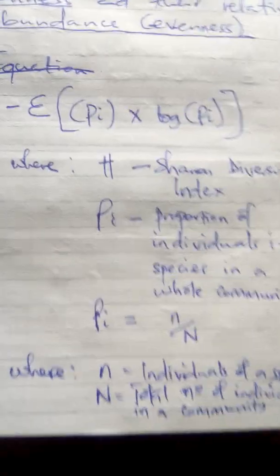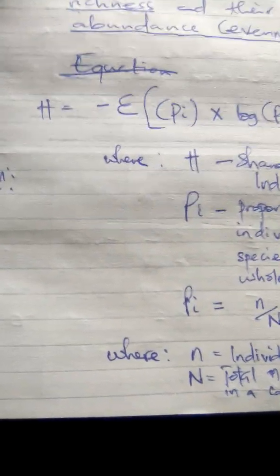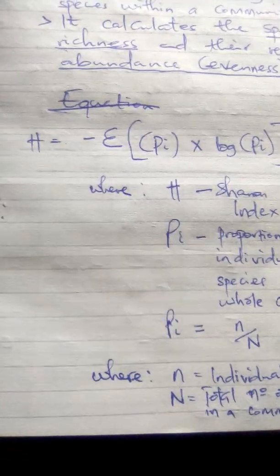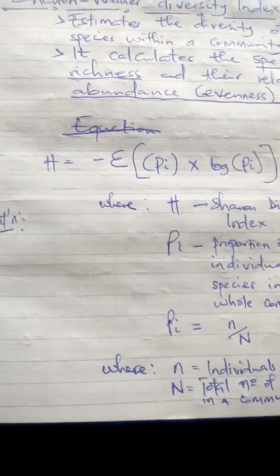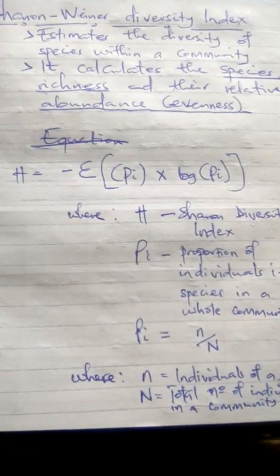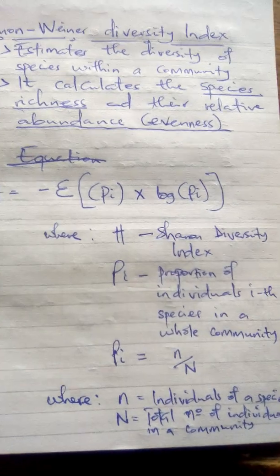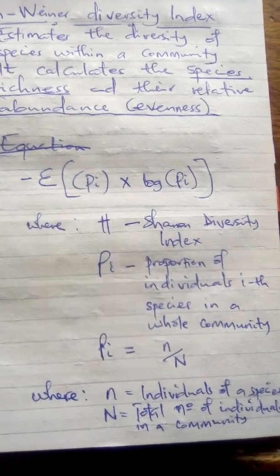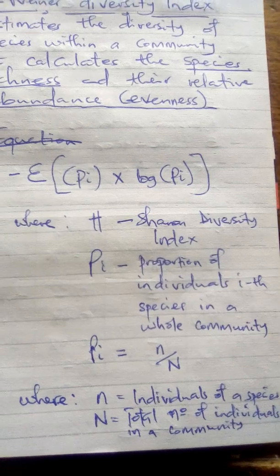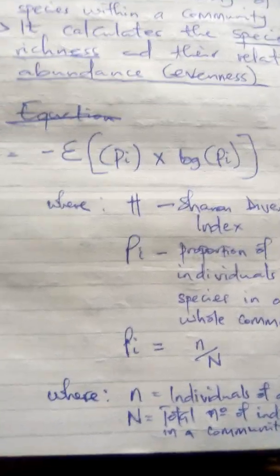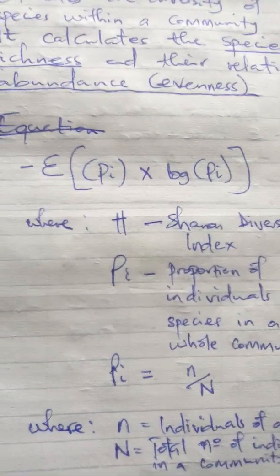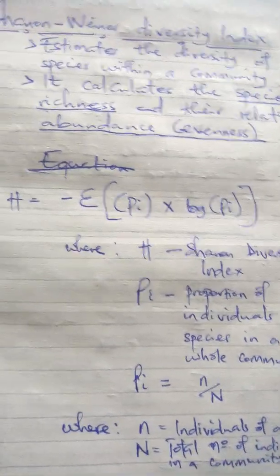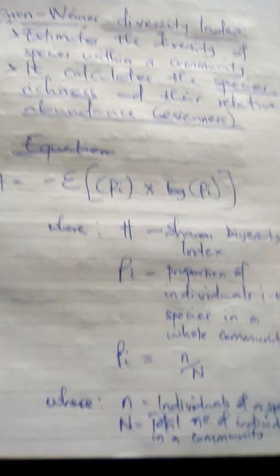So here is our equation. I can call it equation or expression. The H stands for the Shannon diversity index, which is given as the summation of pi times log of pi, and after getting the summation, you multiply it by -1 to get positive answers.